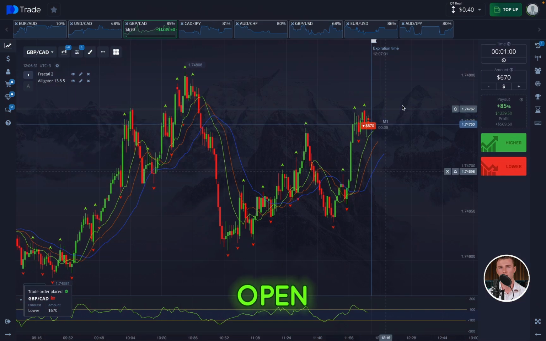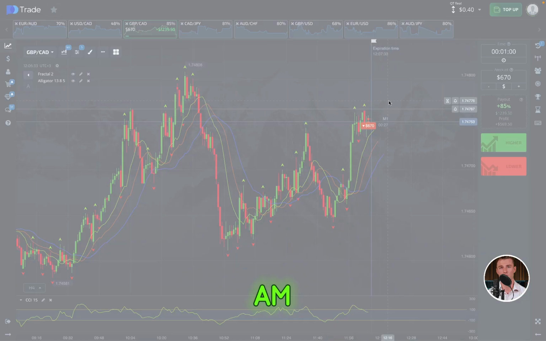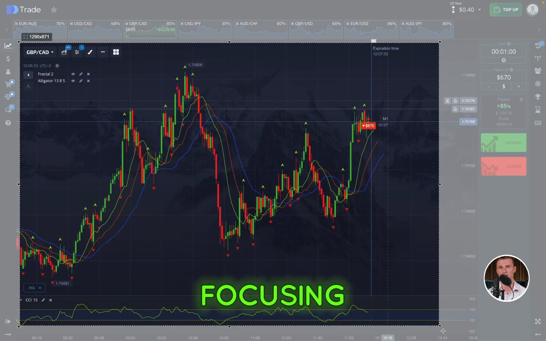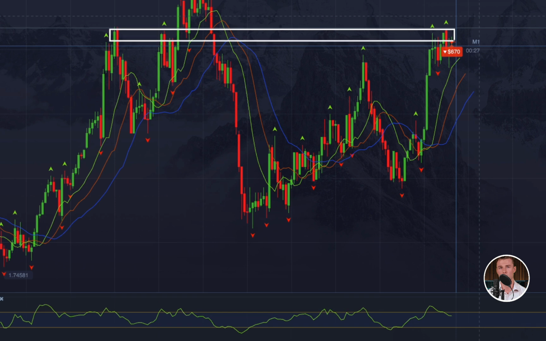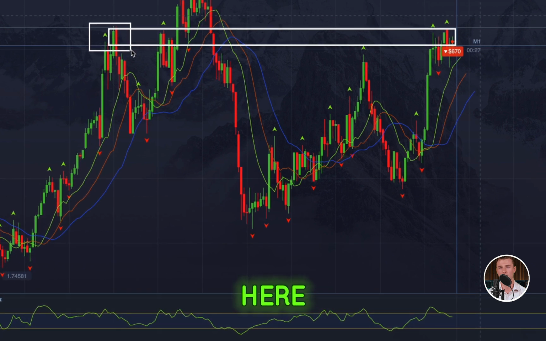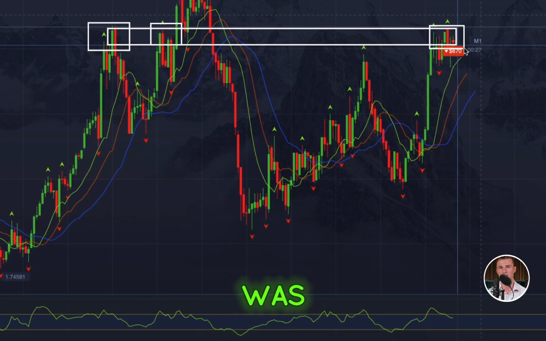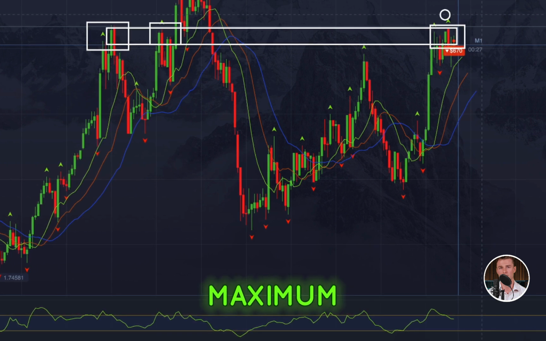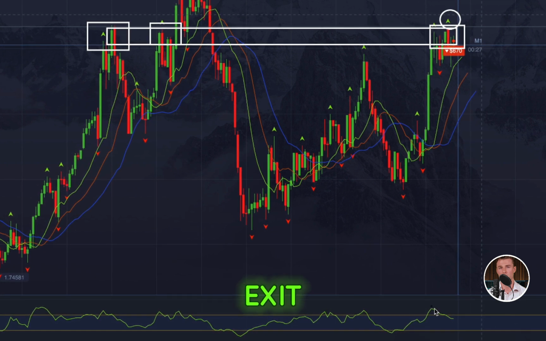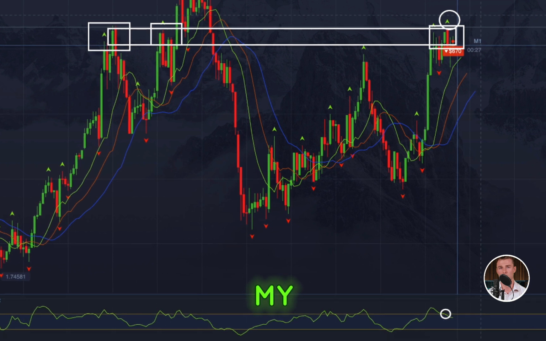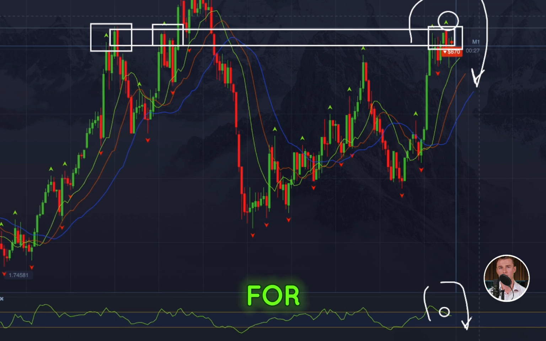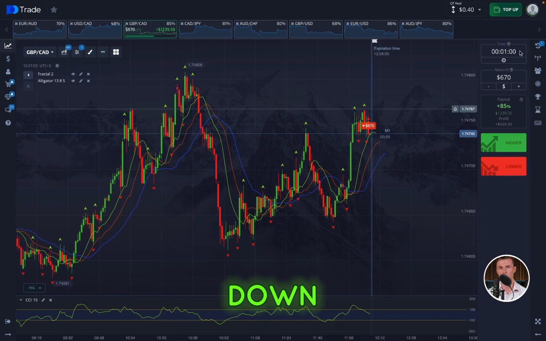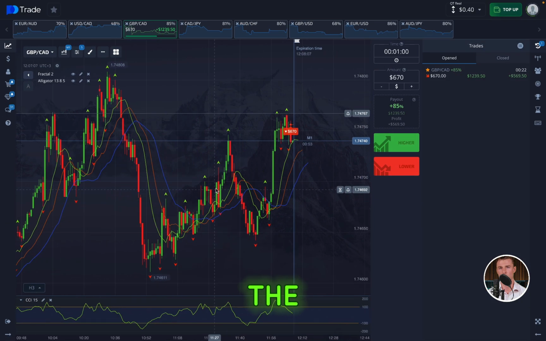And here I will open the deal downwards. I am no longer focusing on the alligator here. I am opening a deal here against the direction of the real trend dynamics, there are also good touch points here. In general, there was also an update of the local maximum on the fractal earlier, an exit from the overbought area on my oscillator. There is a potential for further price movement down. Let's look at the result.